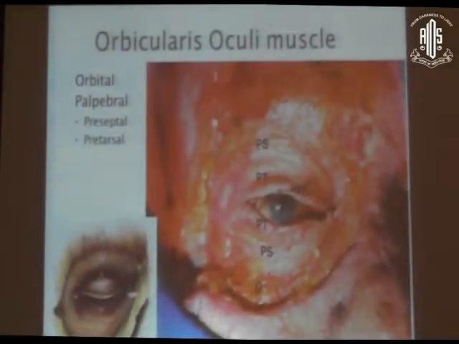Orbicularis oculi muscle has a peripheral orbital part, then the palpebral part, which is further divided into preseptal, which is in front of the orbital septum, superiorly as well as inferiorly, and the pretarsal part in front of the tarsus in the upper lid as well as the lower lid. The orbicularis oculi muscle originates from the bones here, from the anterior lacrimal crest, from the superficial and deep parts of the medial canthal tendon, the maxillary process of the frontal bone and the frontal process of the maxillary bone, and it joins together from the superior and inferior parts to meet in the lateral raphe.